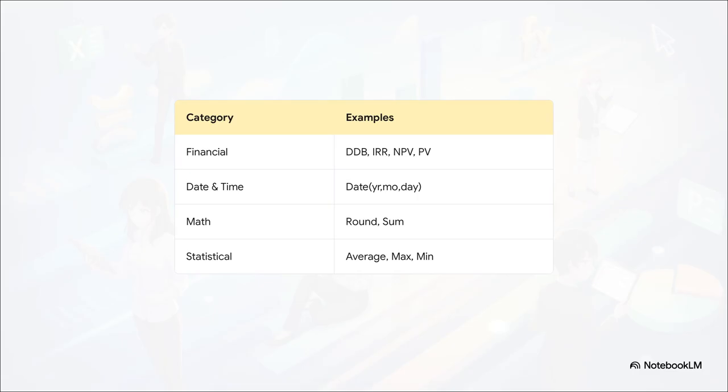And to make these calculations even faster, Excel has built-in functions, which are divided into a few key categories. You definitely want to know these for the exam. We have financial functions, things like DDB, IRR, NPV, PV, and SLN. We have date and time functions, mathematical and trigonometric functions like round and sum, and finally, statistical functions like average, max, and min. Having these built right in saves us from having to manually build every single complex calculation from scratch.